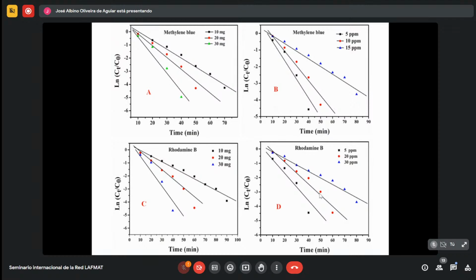This is also the effect of the dye concentration. At a lower concentration, the degradation time is quick, that means the kinetic plot is very quick. But in the case of higher ppm, it takes some time. That means the removal of the dye molecule is going to be delayed, and the required time for removal of the dye is more.